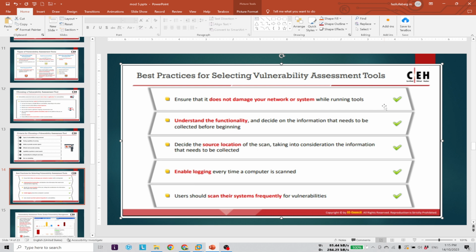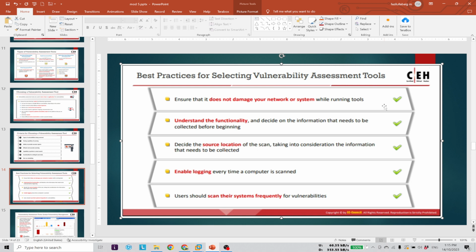Understand the functionality and decide on the information that needs to be collected before beginning. Point number three is to decide the source location of a scan, taking into consideration the information that needs to be collected. So we have to keep the report separate, and all these things we have to check.